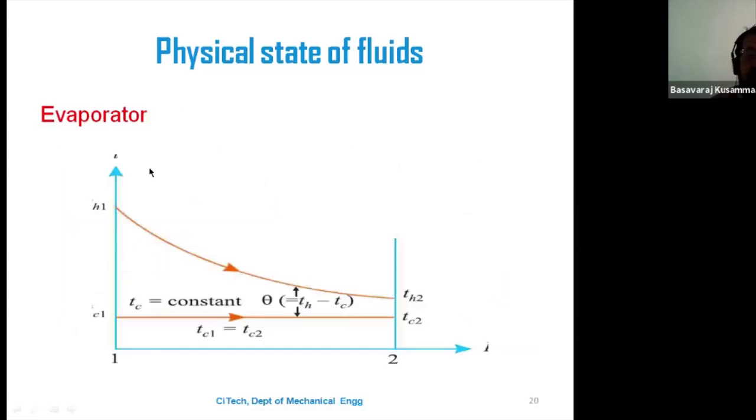But here in the evaporator, that one is latent heat, understand? It extracts the latent heat from the perishable item, and the cold temperature will be constant here. Only the variation of the hot fluid temperature occurs. It will decrease. Understand? So theta is equal to TH minus TC here. That means the evaporator extracts the heat.